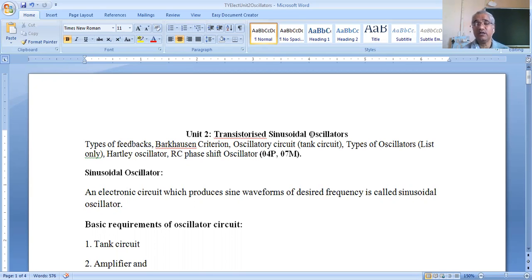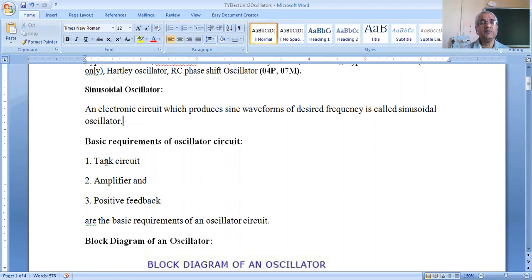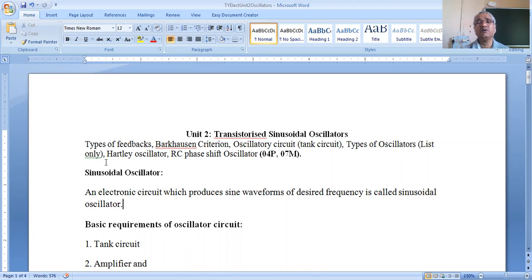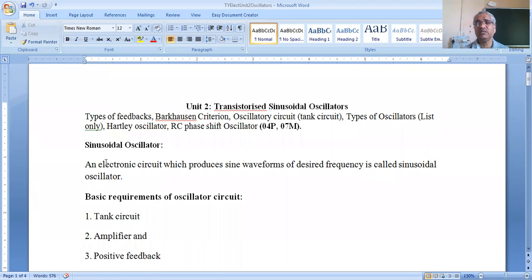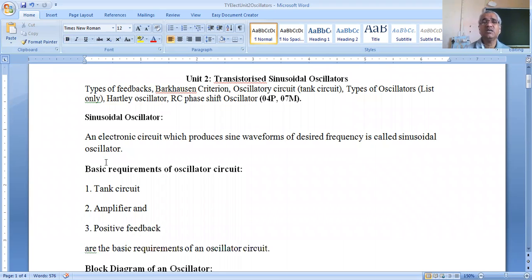Now what are the sinusoidal oscillators? Let us see the definition of sinusoidal oscillators. The oscillators are not only sinusoidal, there are other types of oscillators also. Square wave oscillators or triangular wave oscillators are also there. But here especially we have to learn the sinusoidal oscillators. So the oscillators which produce sine waveforms of desired frequency. An electronic circuit which produces sine waveforms of desired frequency is called a sinusoidal oscillator.